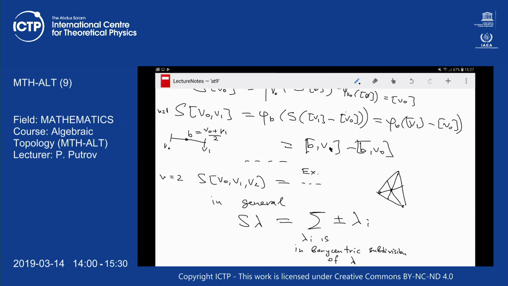Questions? In particular, this example we have already seen. This is a linear combination. The barycentric subdivision is just a pair of half intervals, and we get this interval minus this interval minus this interval.